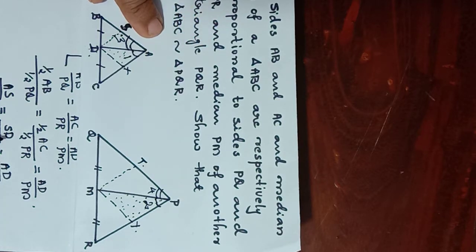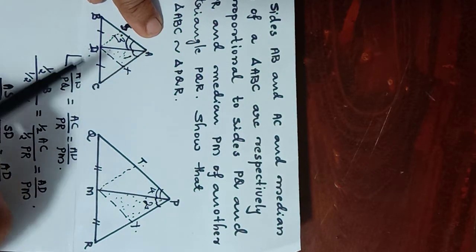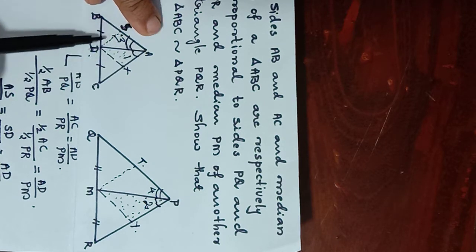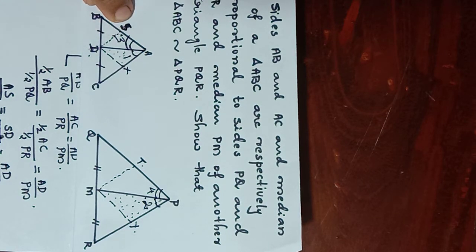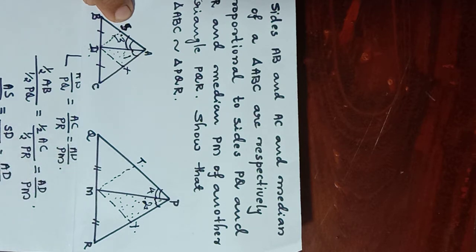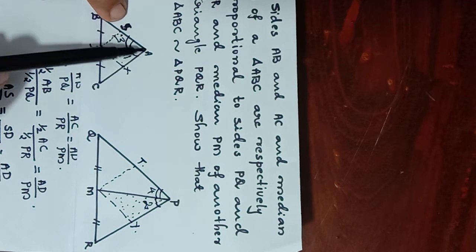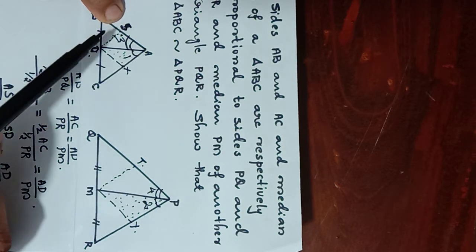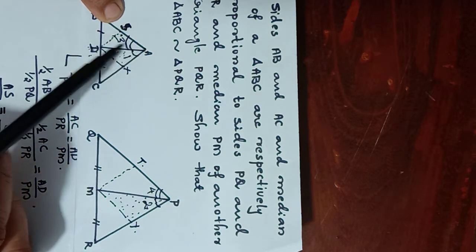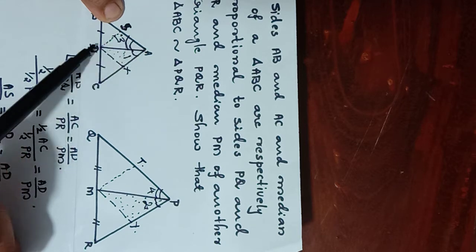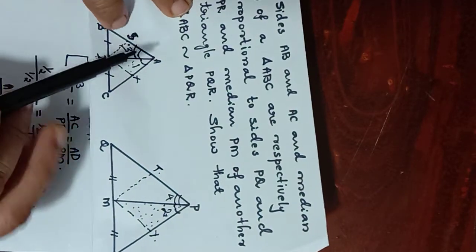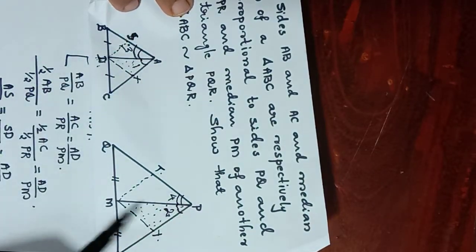Okay. Now half of AC. Is it SD? SD parallel to AC and SD half of AC. So SD half of AC I have to take as SD. Half of PR I have to take as TM. And AD by PM already given. So AS by PT equal to SD by TM equal to AD by PM. So all the three sides ratio of ADS or ASD and PTM here we have. So ASD or ADS similar to PMT.